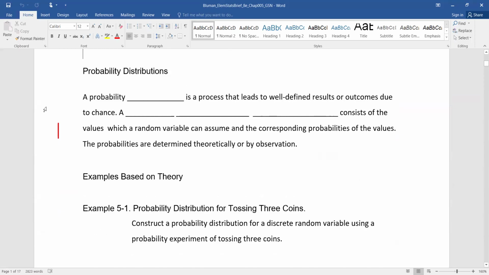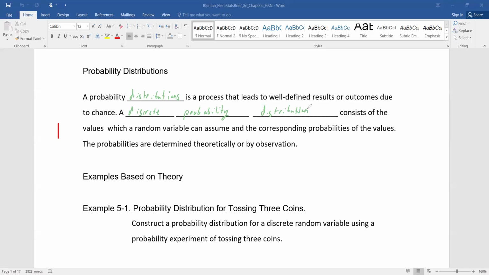All right, probability distributions. A probability experiment is a process that leads to well-defined results or outcomes due to chance. A discrete probability distribution consists of the values which a random variable can assume and the corresponding probabilities of the values. The probabilities are determined theoretically or by observation.